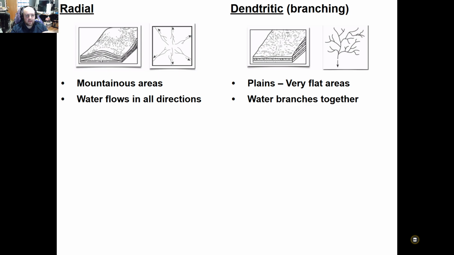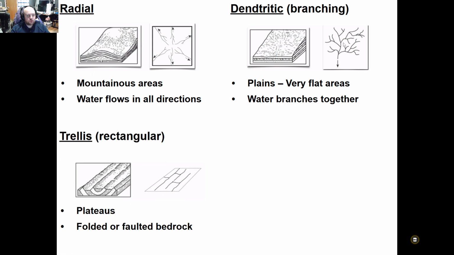Like a dendrite, it is a branch. So it almost looks like a tree branch flowing outward. This is very common in plains areas, very flat, so it can just flow out and you have different branches of the stream start to meander and flow down. The water branches together, it might rejoin, it might spread out. Okay, but that's called dendritic.